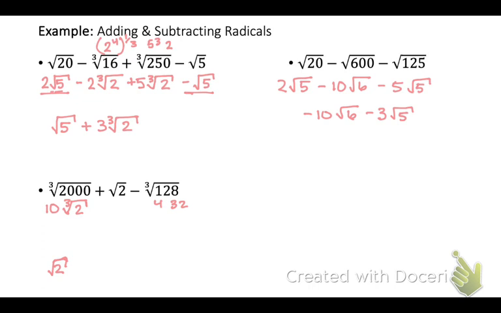And 32 is 16 times 2. So I can bring out a 4. So minus 4 cube root of 2. So 10 minus 4 is 6. So plus 6.